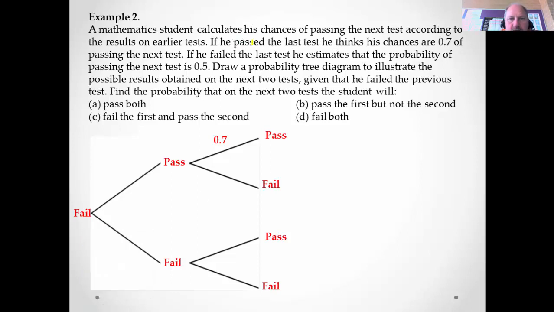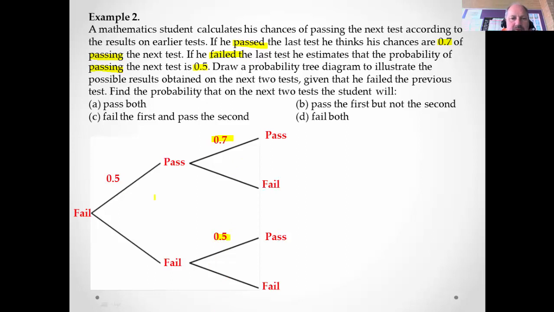So say here, if he passed, he thinks his chances are 0.7 of passing the next. So that's why we put the 0.7 there. If he failed the last test, then the chance of passing is 0.5. Good idea when you do probability questions is to highlight the important information. So fail, then pass, 0.5. So that fail, then pass, but also over here we can put the same thing.